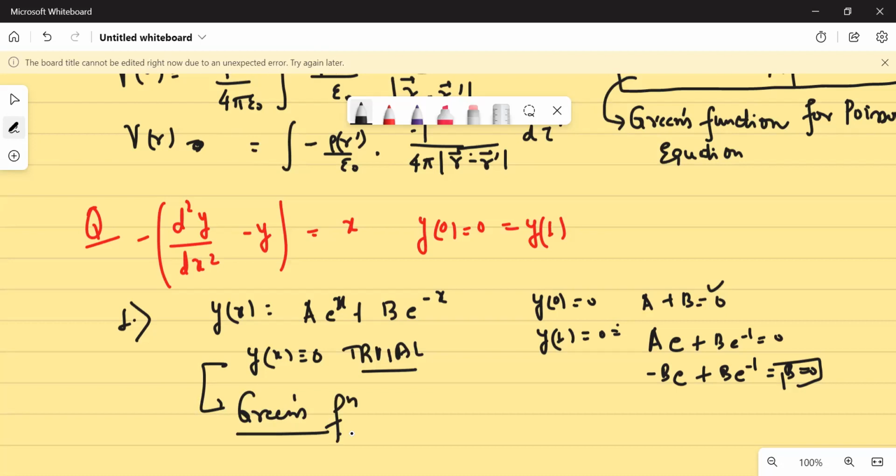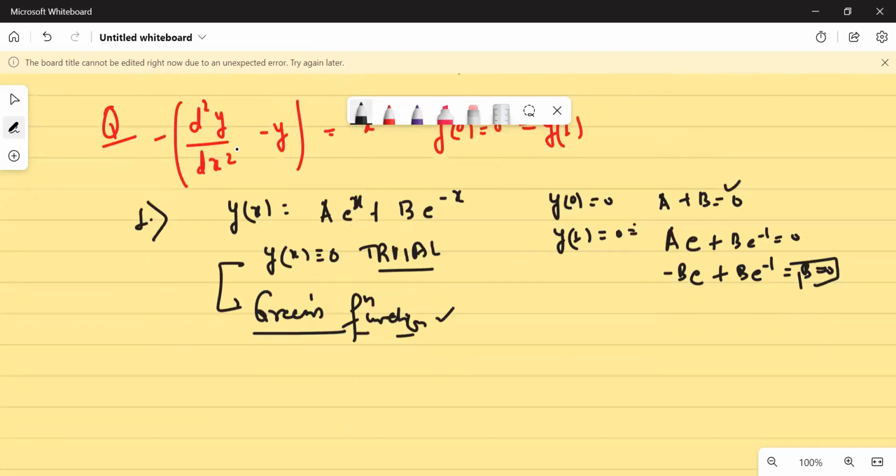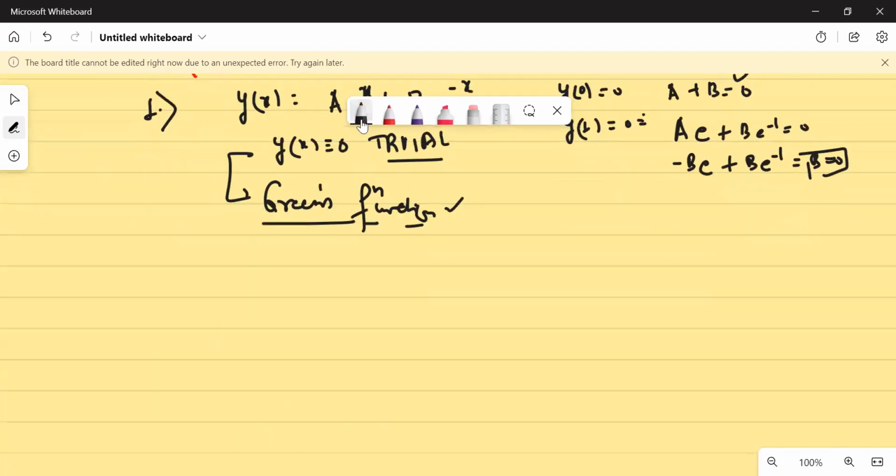So this is what I taught you yesterday. That is the existence of Green's function, the theorem on existence of Green's function. Now, in order to find my g(x, zeta), the rest I'll leave it to you. So if I just find my Green's function, what would it be?